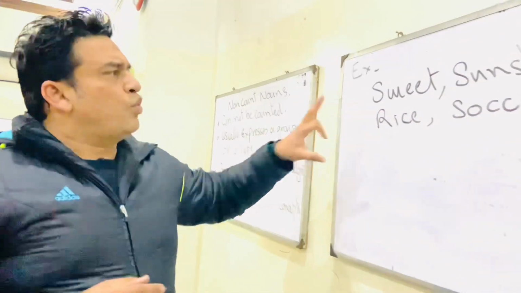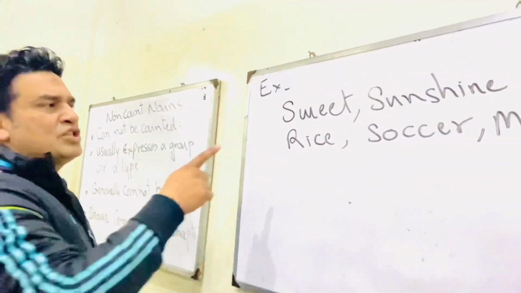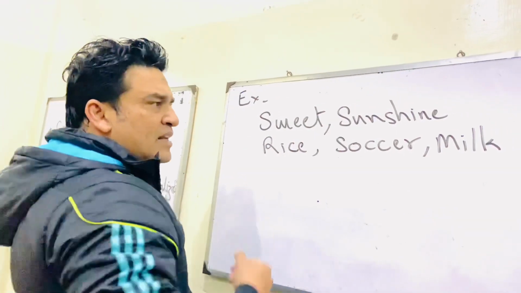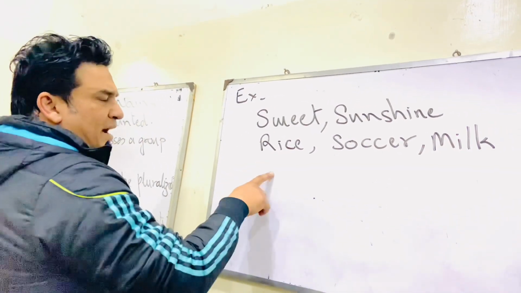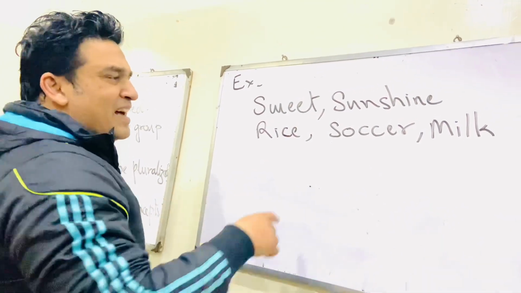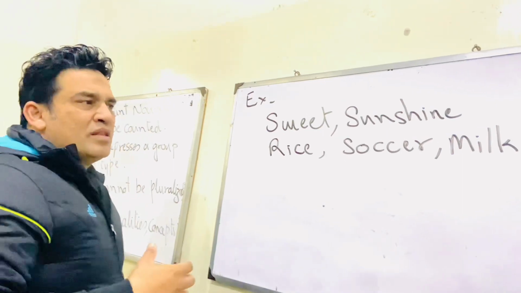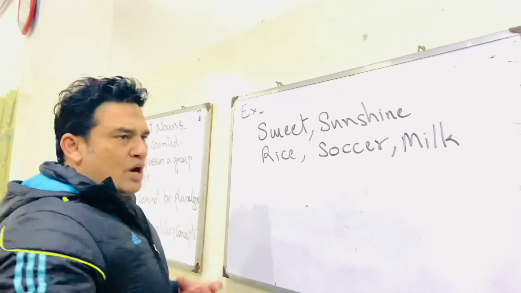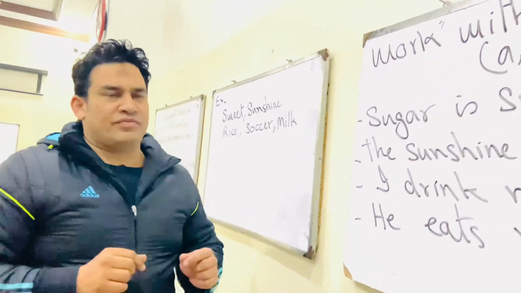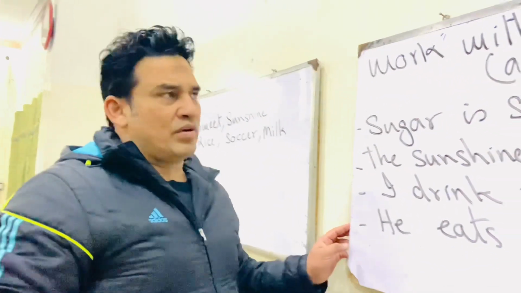For example, what are the non-count nouns? Sweet. Sunshine. Rice: you cannot count the rice on one plate. Sugar, the milk. You cannot count the milk, the number of particles or molecules of the milk at the molecular level.